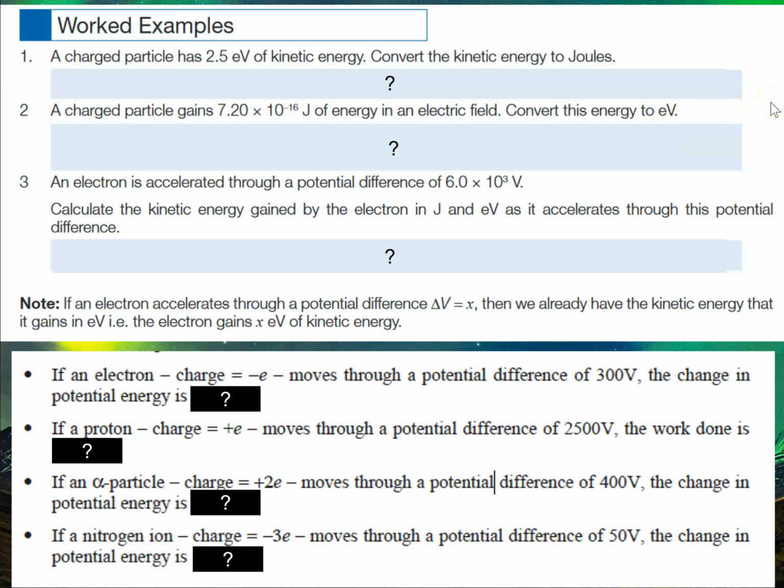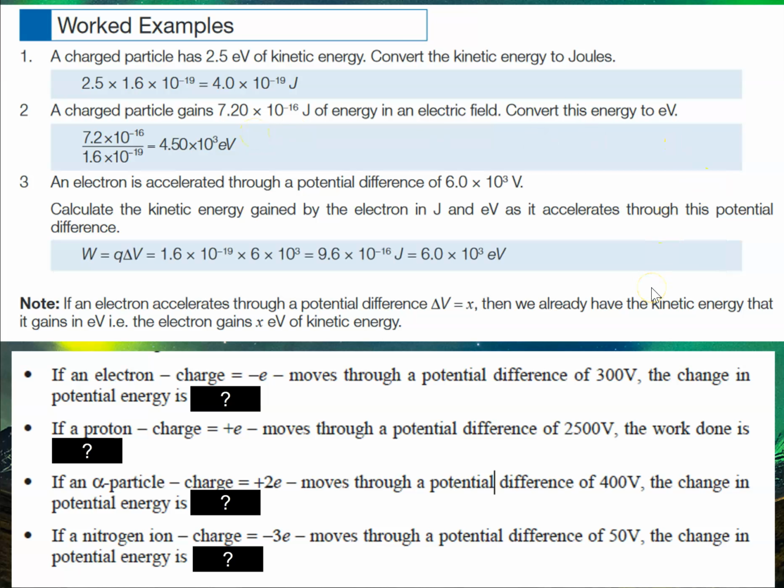All right, so in the first one, we were told that it's 2.5 electron volts. I just multiply by that charge of an electron because it's the delta V times the charge of the electron. I get my joules. So 4 times 10 to the minus 19 joules. In the next case, I was given joules and I wanted electron volts, so I divide by the 1.6, and this is my answer in this case. So in one you multiply, and in this case you divide.